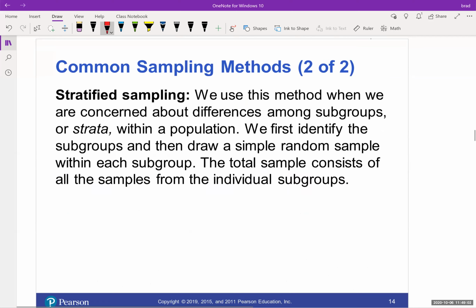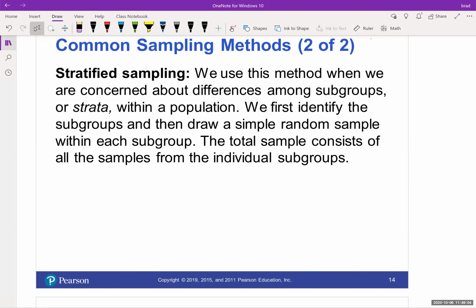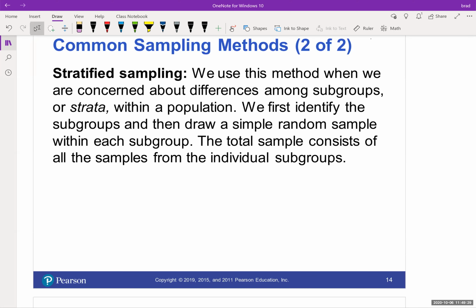Another one is stratified sampling. This one is important to make sure the data is well representative of the population. We use this method when we are concerned about differences among subgroups, or strata, within a population. We first identify the subgroups and then draw a simple random sample within each subgroup. The total sample consists of all the samples from the individual subgroups. So this one's a little bit harder.